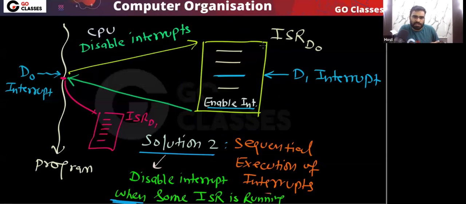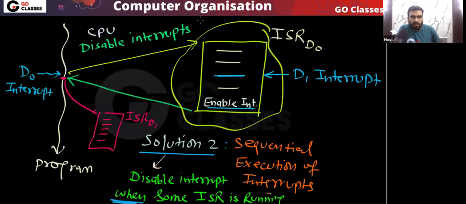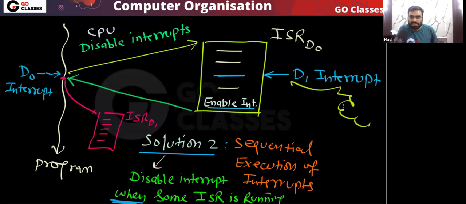Is there any problem in this solution? See, the problem is like this: when the CPU is running this ISR, maybe a high priority interrupt can come. Yes or no? Maybe some very high priority interrupt is coming. Maybe your laptop is about to shut down. So let's assume that some high priority interrupt is coming.